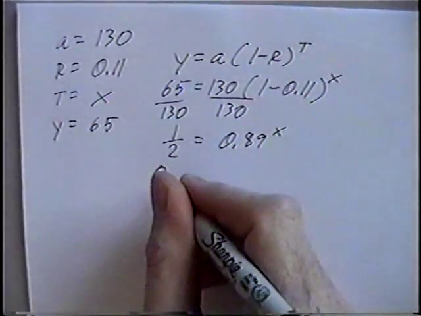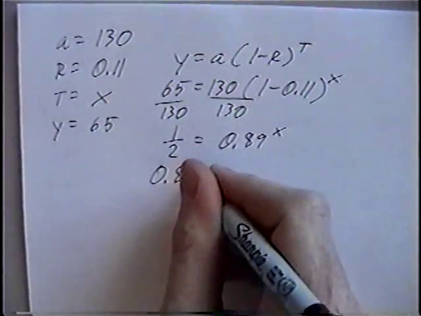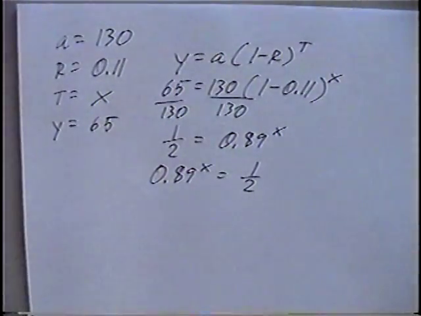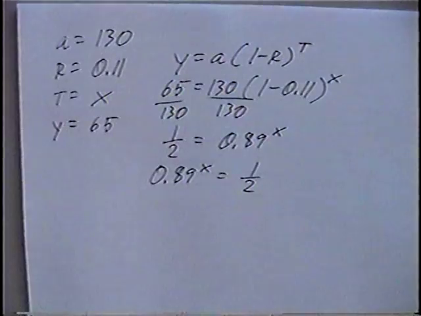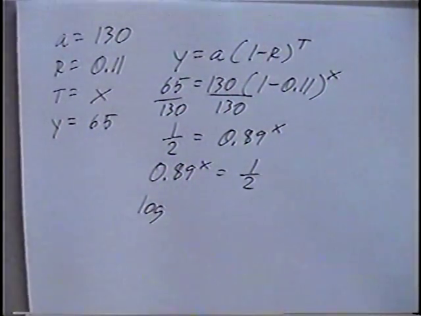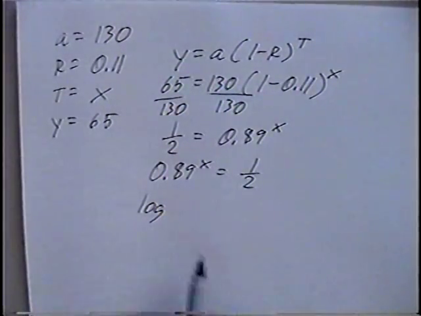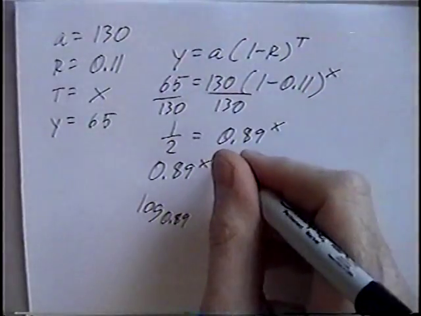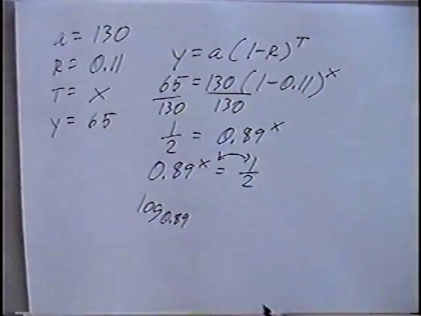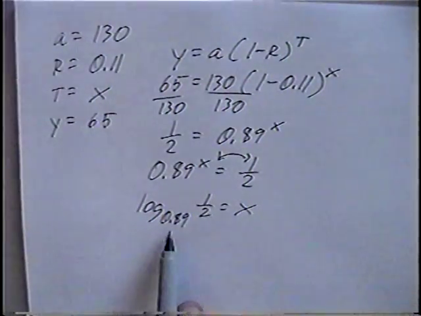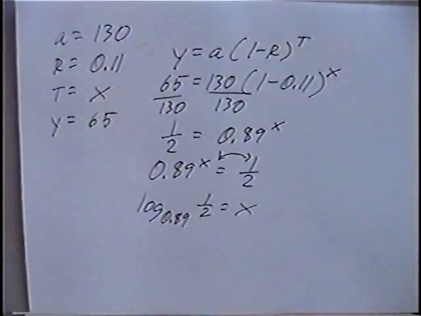Next step, I'll switch around the equation. I'll put 0.89 to the x on the left side and 1/2 on the right side. This way it's in the standard form that we've been solving in the previous questions. Again, to solve exponential equations, we can switch into log equations. 0.89 would be the base, and x and 1/2 would switch sides. So we'd have log base 0.89 of 1/2 equals x.